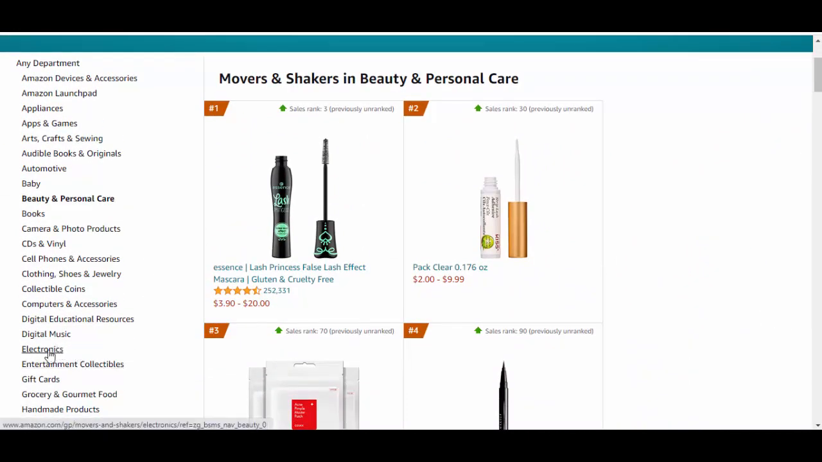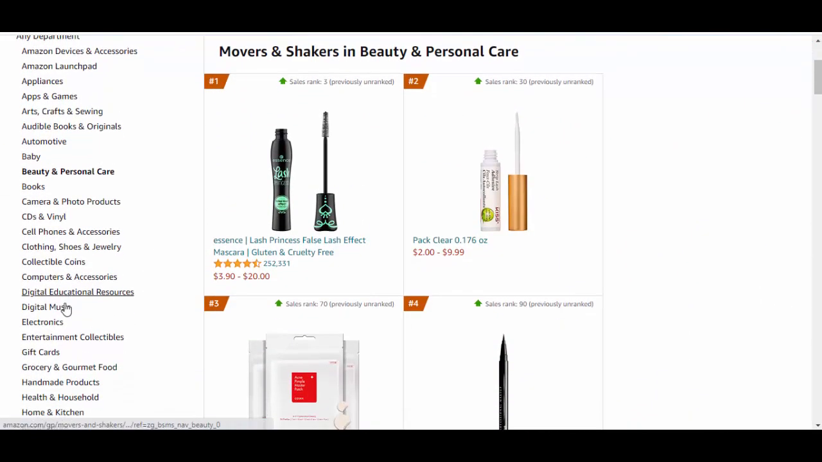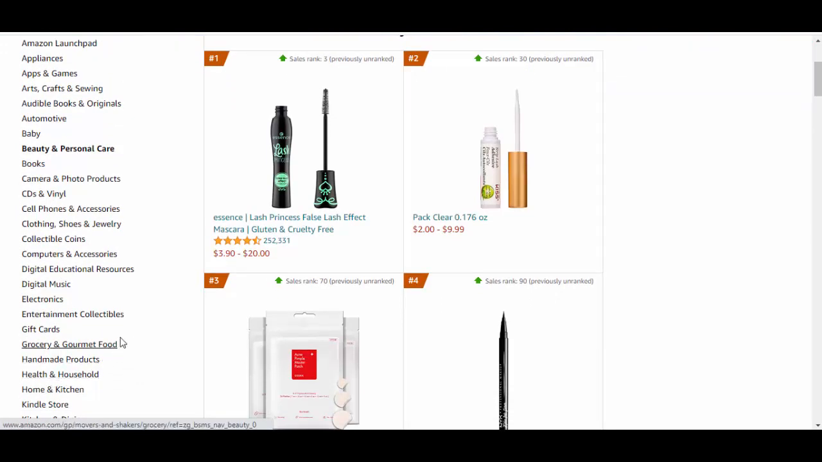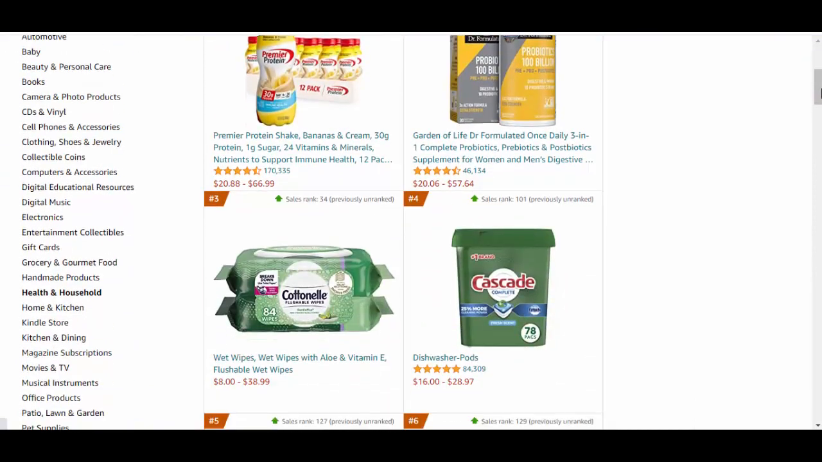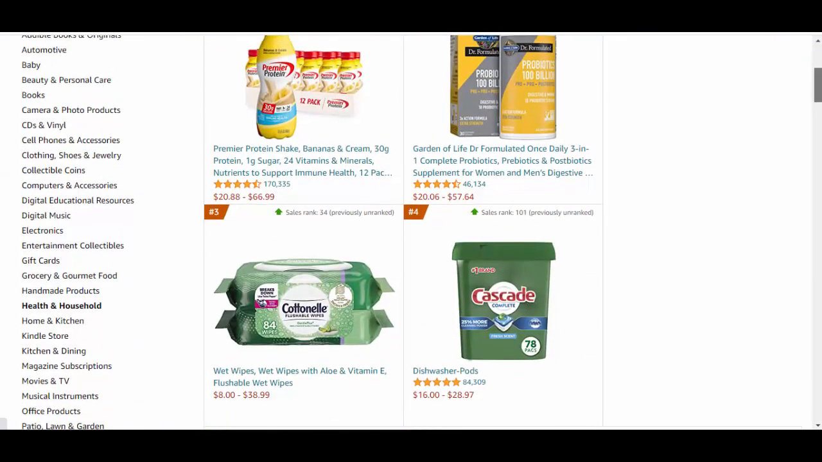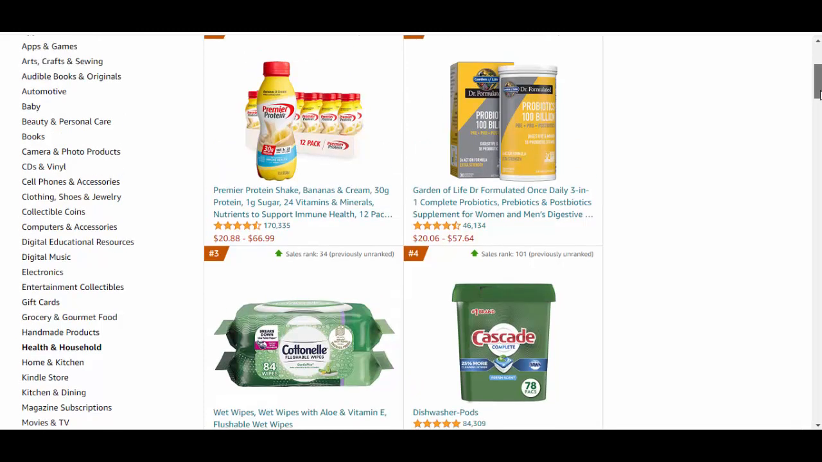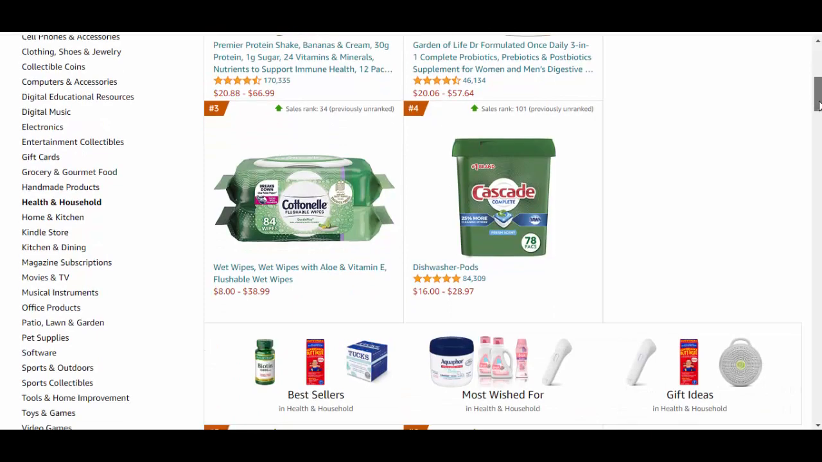So you have to do a little bit of digging around and looking at what you should consider. I want to check the health category. So we have health and household here. Let's see what people have been buying for the last 24 hours. Banana cream, this one's to boost the immune system, right? Of course, you can see that that's a product to help people boost their immune system. Probiotics, prebiotics, supplements for women and men.